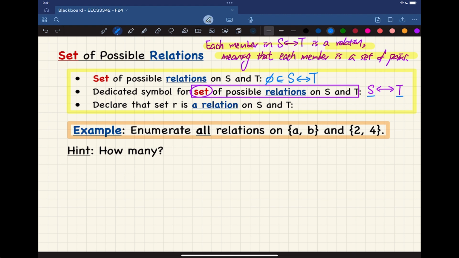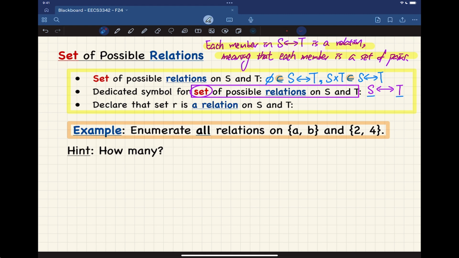Okay? And what about the maximum? The maximum will be the S cross product T, which is also a member of S relation T. Notice that I'm using the membership operator, right? So the member here is exactly the set of pairs I'm talking about. Just be careful about the type.